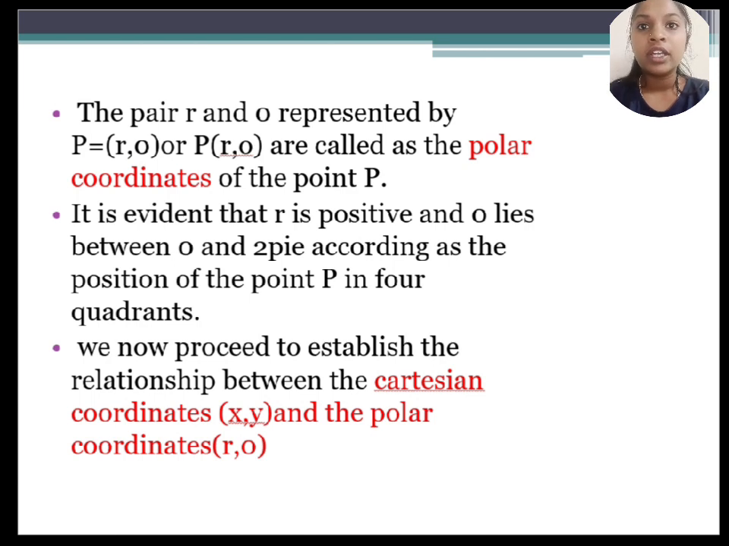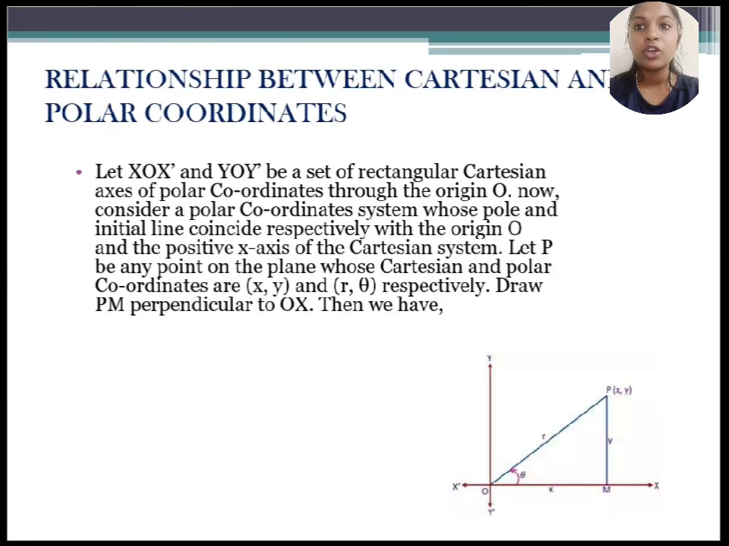The pair r and theta, represented by P equal to r comma theta, are called the polar coordinates of a point P. It is evident that r is positive and theta lies between the two planes according to the position of P. We now proceed to establish the relation between the Cartesian coordinates x comma y and the polar coordinates r comma theta. Relation between Cartesian and polar coordinates.